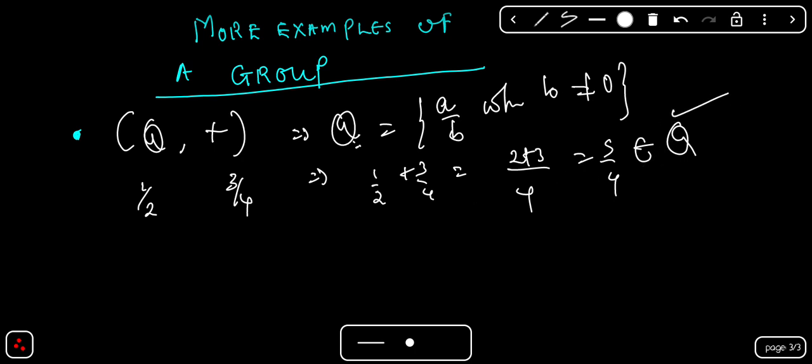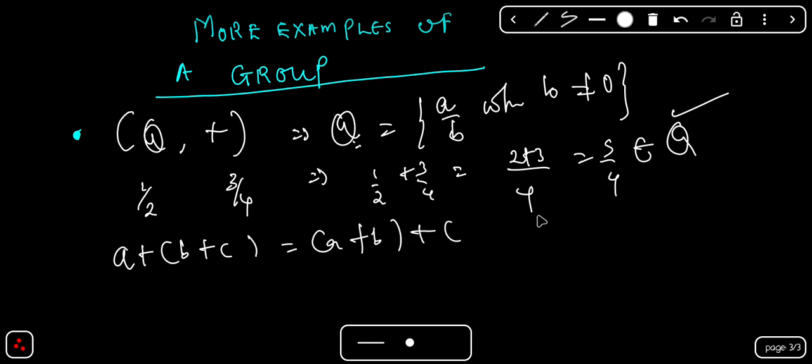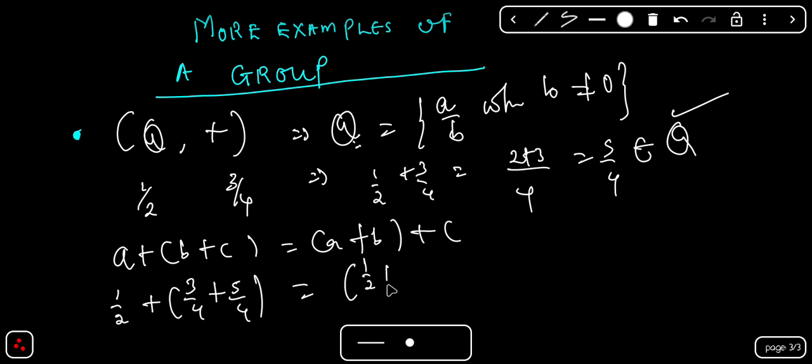Now, what about the associative property? The associative property says that A plus B, plus C, must be equal to A plus B plus C. Now let's take three elements from the set of rational numbers. Let's say we have 1 over 2 plus 3 over 4 plus 5 over 4. Will this be equal to 1 over 2 plus 3 over 4, then plus 5 over 4?